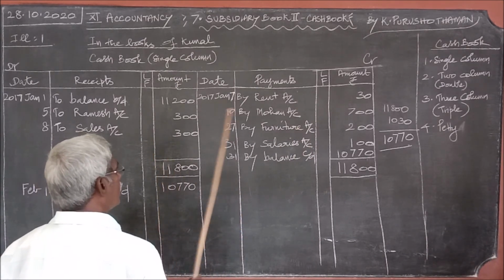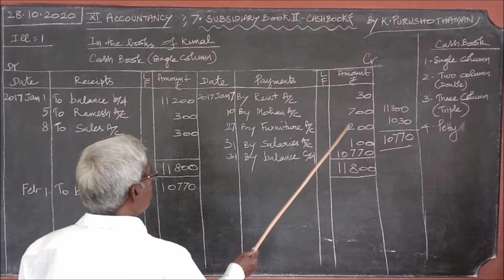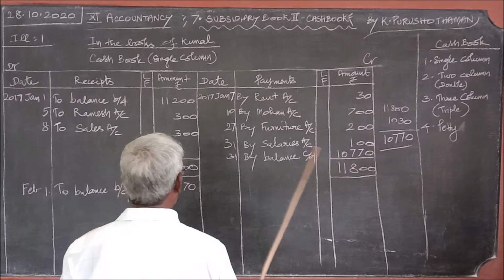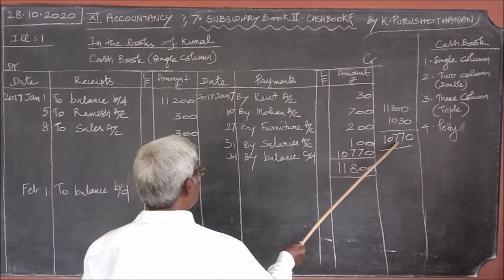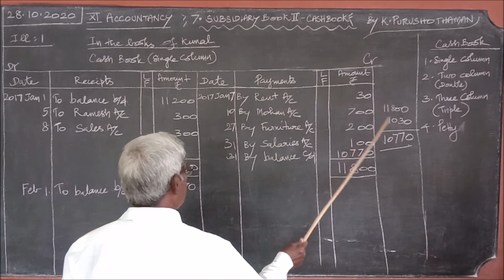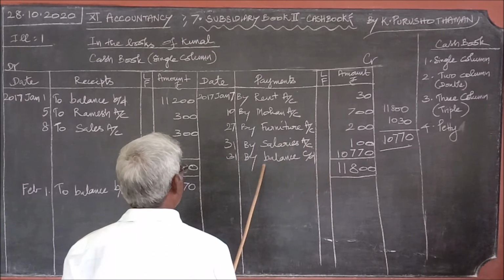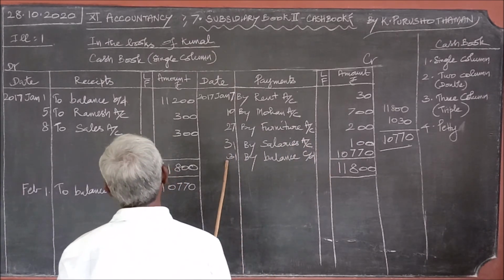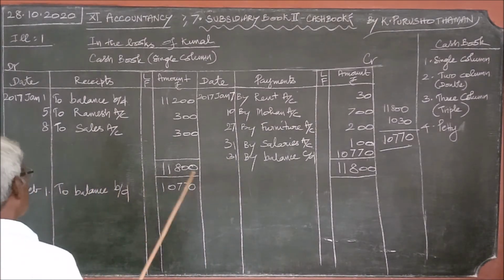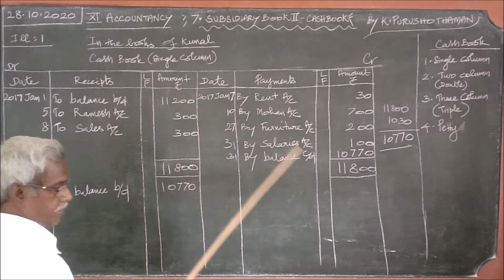Now we have found the total on both sides. Receipt side 11,800, payment side 1,030. The greater total we write in the total box. Then we find the missing or balancing figure. If you subtract, you will find 10,770. Against it, you write balance carry down on the last date of the month. And on the opposite side of carry down, you write balance brought down, on the first date of the next month. That's all.